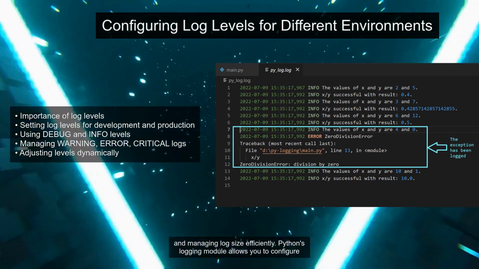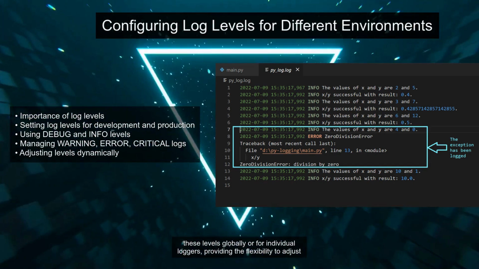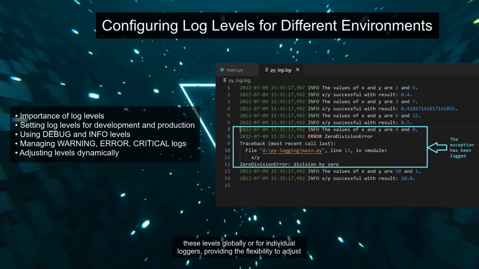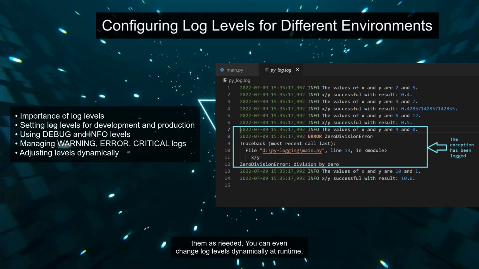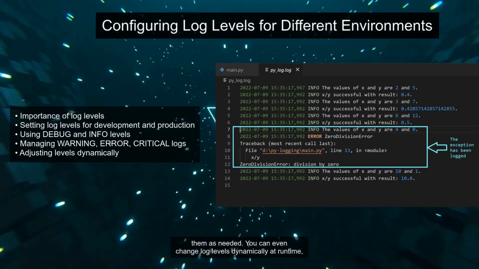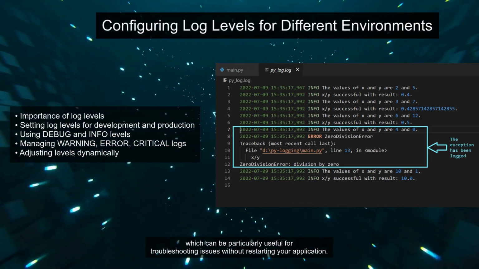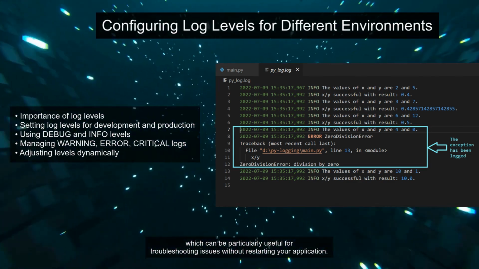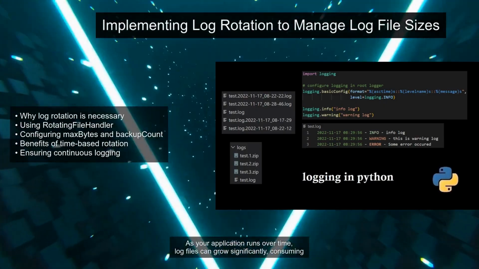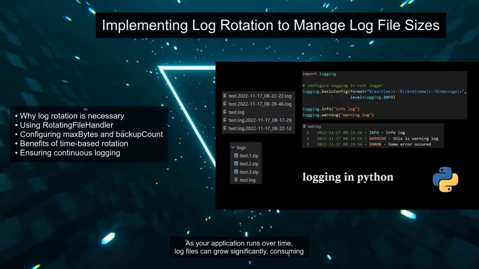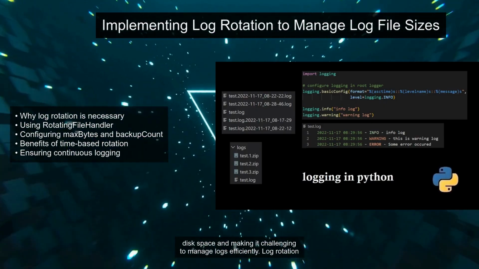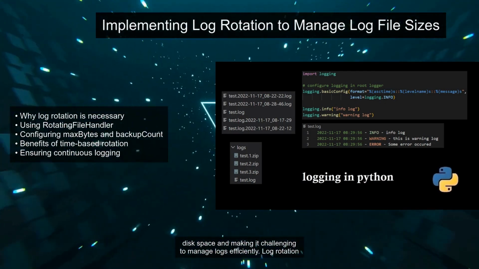Python's logging module allows you to configure these levels globally or for individual loggers, providing the flexibility to adjust them as needed. You can even change log levels dynamically at runtime, which can be particularly useful for troubleshooting issues without restarting your application. As your application runs over time, log files can grow significantly, consuming disk space and making it challenging to manage logs efficiently.